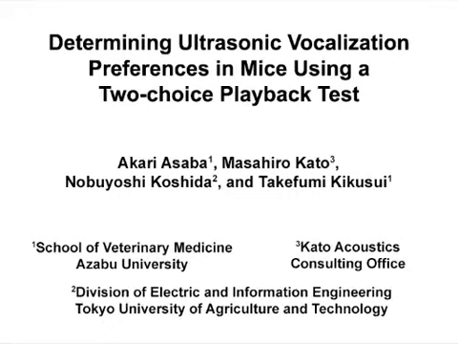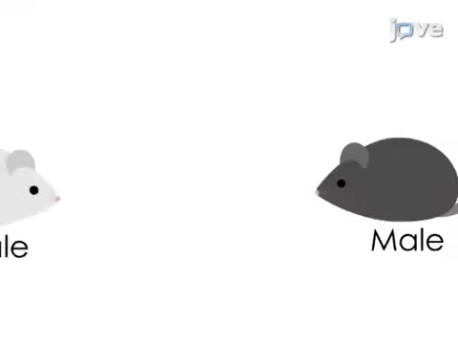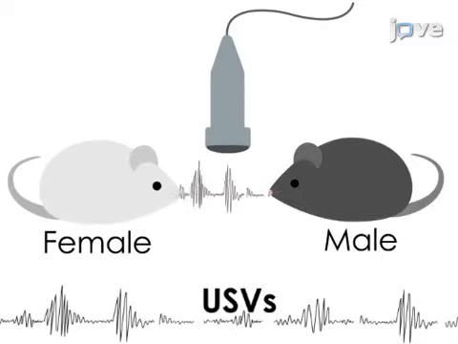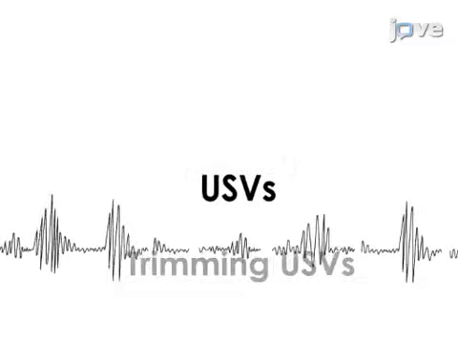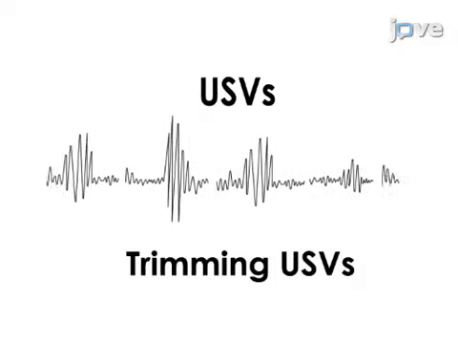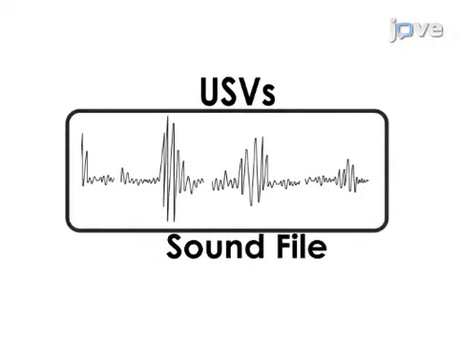The overall goal of this procedure is to determine ultrasonic vocalization, or USV, preferences in mice using a two-choice playback test. This is accomplished by first recording USVs from a live individual. The second step is to edit and trim recorded USVs accordingly and generate stereophonic sound files.